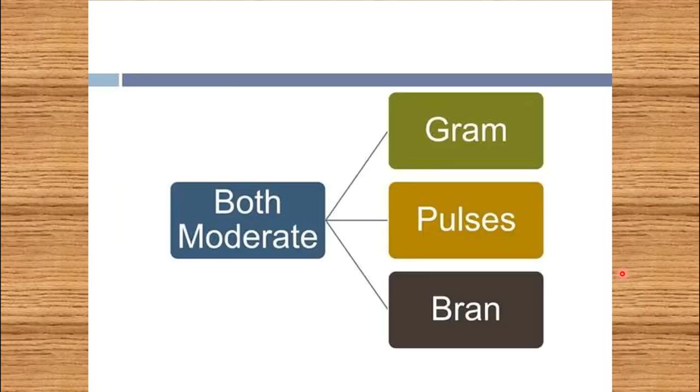So the next one is both moderate, which is mixed. The types are gram, then pulses, then wheat bran, rice bran, etc. These are all mixed to make the compound feed. And we will see how to prepare a compound feed in the forthcoming classes.